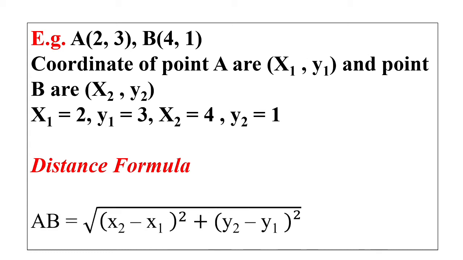It is given in the textbook also. If we are to find the distance between the given points A and B, the formula is the square root of (x2 minus x1) whole square plus (y2 minus y1) whole square. This is the formula for distance. By using this formula we will solve exercise 5.1 question number 1.